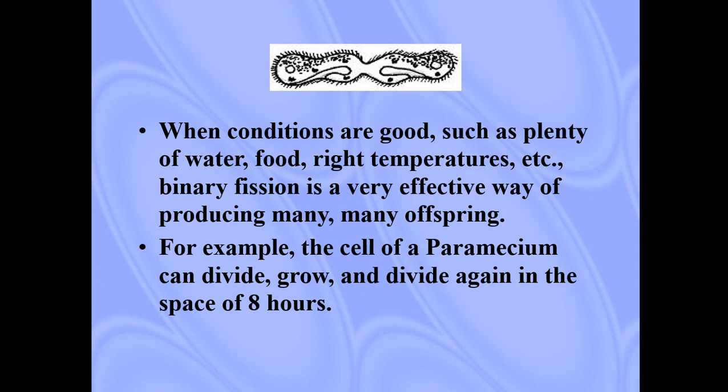Okay? So for example, the cell of paramecium can divide, grow, and divide again in the space of 8 hours. For example, meron tayong paramecium na 8. So after 8 hours, magiging ilan yan? 16. So nadodoble sila. Okay po? Then after 8 hours, 16 times 2, 32. So in just a short span of time, they reproduce quickly. Meron nga niyan minute lang, meron nga niyang seconds lang. Okay po? So it depends on these factors. Water, food, temperatures, resources.